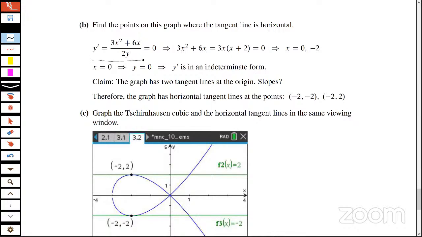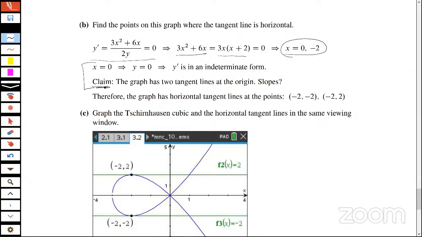Well, here's the first derivative that I found with implicit differentiation. I want to set that equal to 0 and solve. Well, how do you make a fraction 0? The only way is if the numerator is 0. So I set that equal to 0 and factor completely. That gives me x equals 0 and x equals minus 2. But there's a little bit of an issue here. If x is equal to 0, then y is equal to 0. You have to go back and take a quick peek at the general expression for this cubic. So that means y prime is in an indeterminate form of 0 over 0.